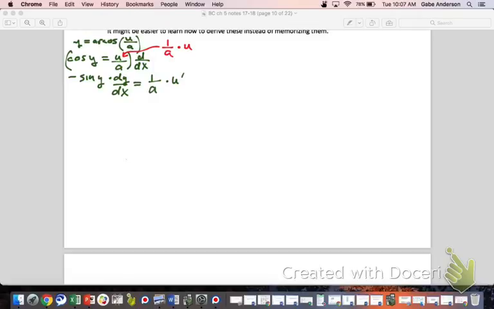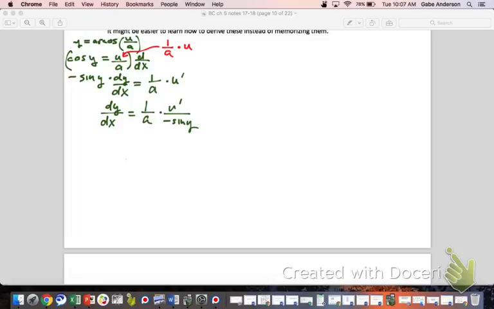Okay, so remember our goal at the start was to find the derivative, and specifically here dy dx. You see it right there, don't you? So I've got dy dx equals 1 over a. I'm going to divide both sides by that negative sine y, so that would be u prime over negative sine y. I'll put it over there.